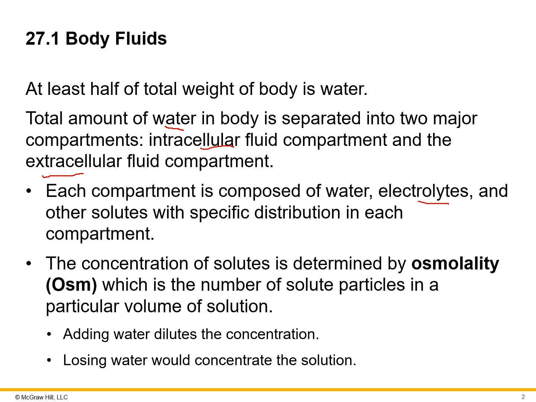And that's what sets up that osmolality that we talked about with the urinary system, which is just the number of solutes that are dissolved in the water. So adding water dilutes the concentration. Losing water would concentrate the solution. So again, we talked about this with the urine. If we're increasing water reabsorption, there's less fluid in the urine, so the solutes are more concentrated. If we're not reabsorbing as much water, we have a larger volume of urine, which means it's more diluted.